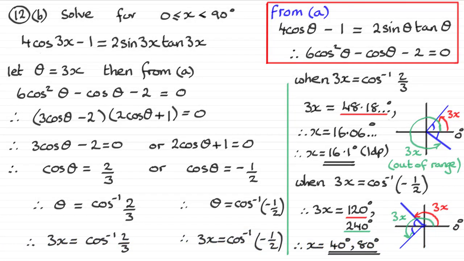Now for 12 part B, we're given this equation here, 4 cos 3x minus 1 equals 2 sine 3x times tan 3x, and we've got to use the previous part of the question to help us solve it, giving our values of x that are greater than or equal to 0 degrees but less than 90 degrees. So how does this compare with part A? Well, I've jotted down part A here, and can you see that this is exactly the same? It's got the same pattern, the same format if we let theta equal the 3x.